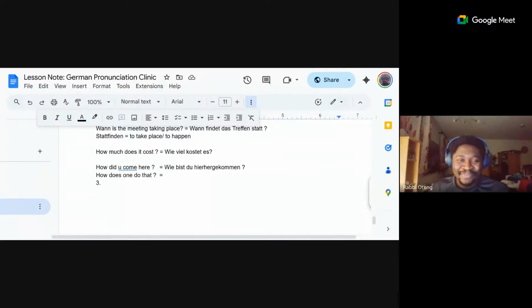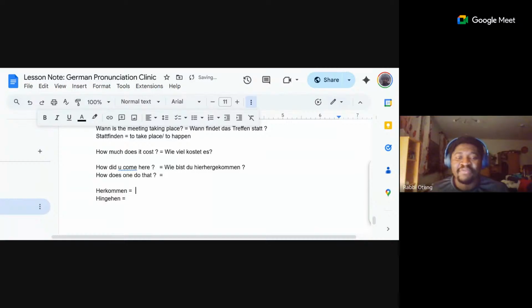So the main verb, okay? The verb itself is "herkommen", okay? And so going towards a place is what? "Hingehen".